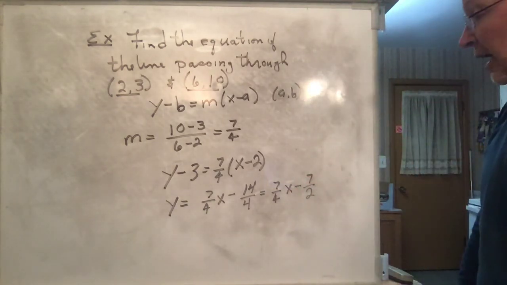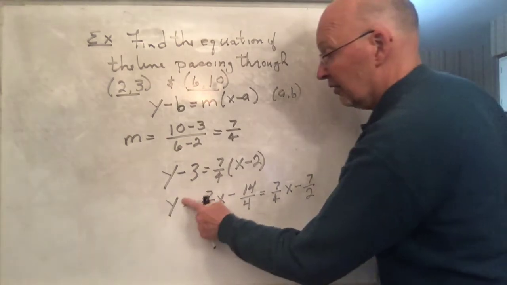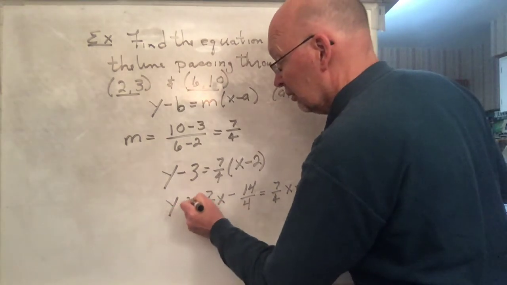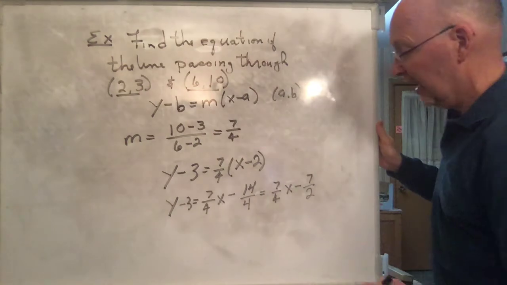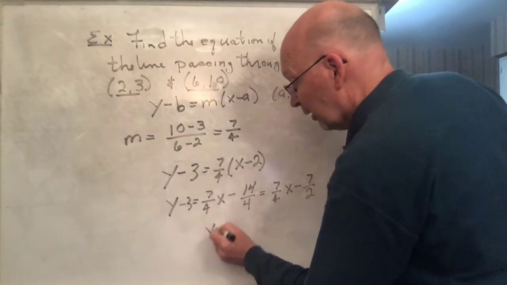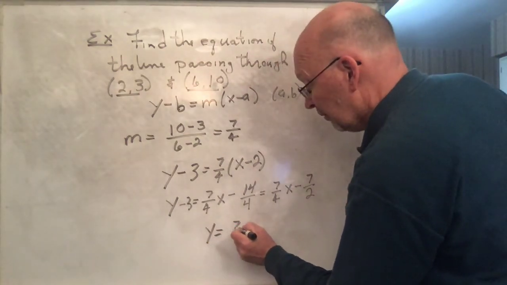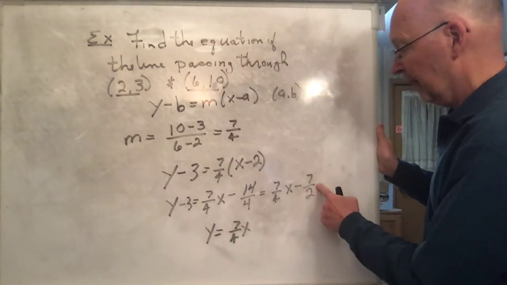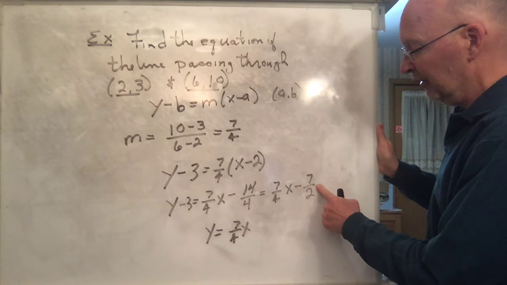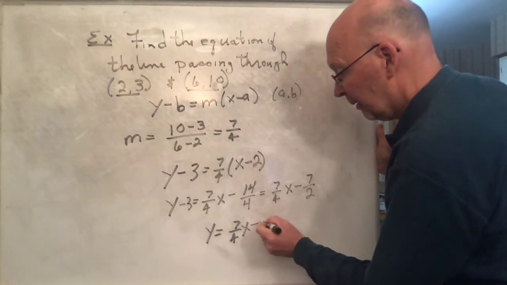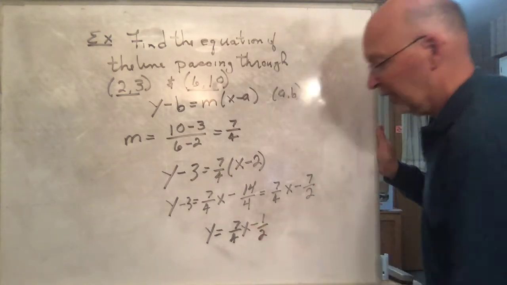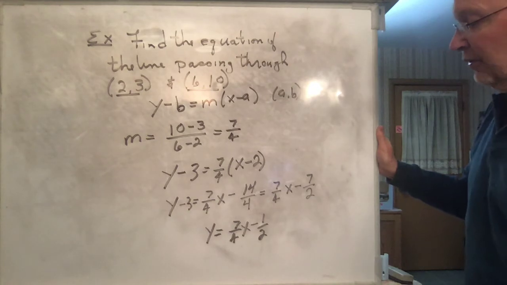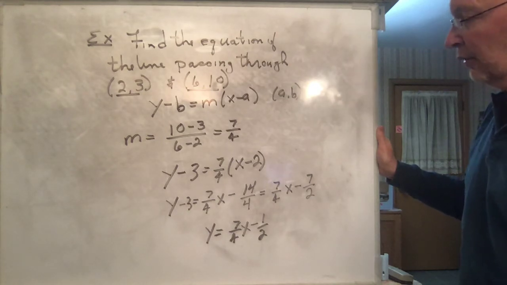Okay, and then finally, oops, I'm sorry, this was y minus 3 over here. And then finally, if you add 3 to both sides, you're going to get y is equal to 7/4 x, and then you're going to have minus 7/2 plus 3. 3 is the same as 6/2, so it's going to be minus 1/2 by the time you're done. So there's the equation.